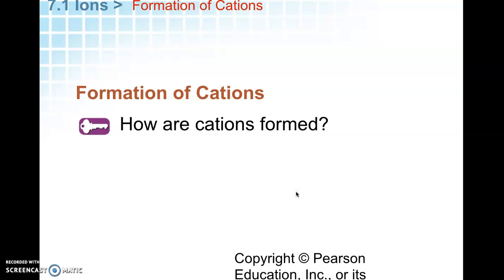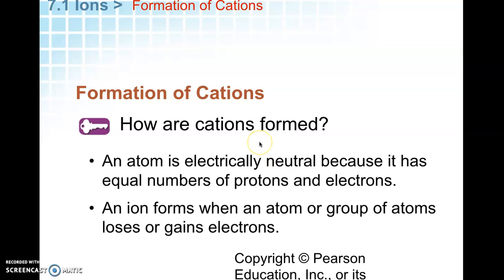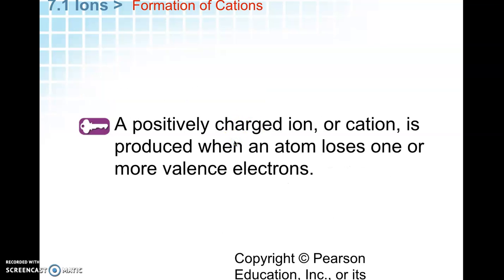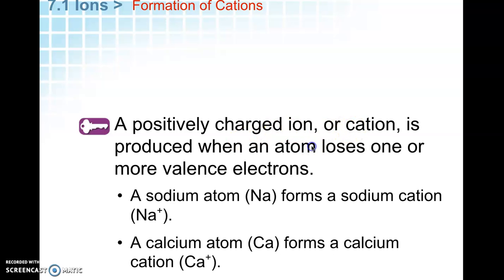So what's a cation and how is it formed? An atom is electrically neutral because it has equal numbers of protons and electrons, and we talked about that previously. An ion forms when an atom or a group of atoms loses or gains electrons. So the only way to make an ion is to gain or lose electrons. Protons always stay the same, okay? A positively charged ion, or cation, is produced when an atom loses 1 or more valence electrons. So when it loses electrons, it becomes a cation.